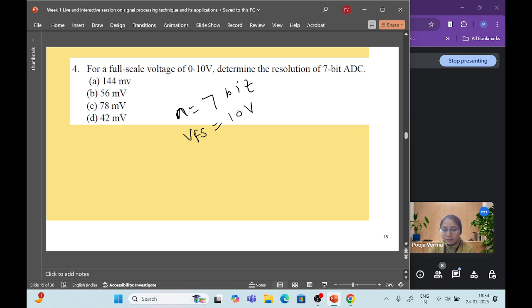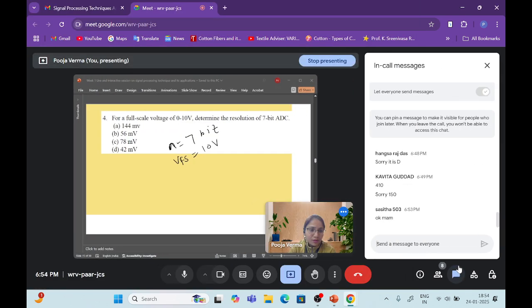So we need to find the resolution of this. Determine the resolution of a 7-bit ADC. How can we find it? Does anyone of you have any idea? Try to solve it or answer in the chat box.